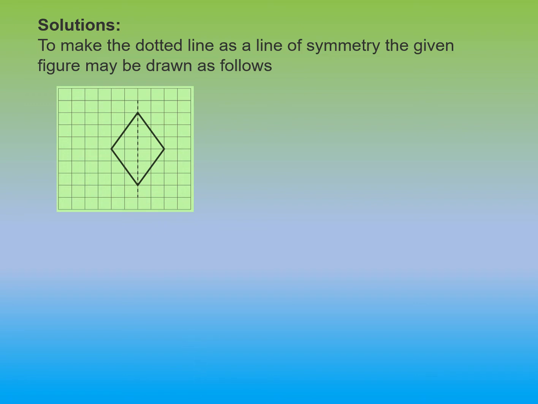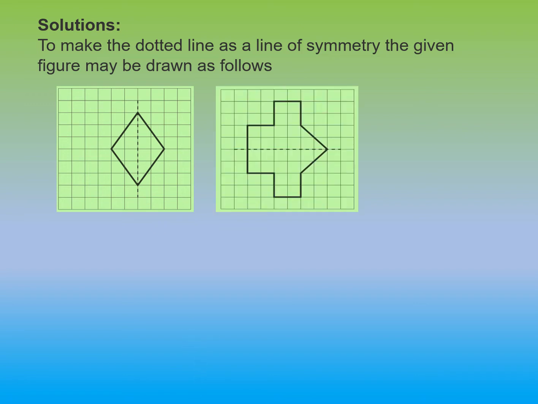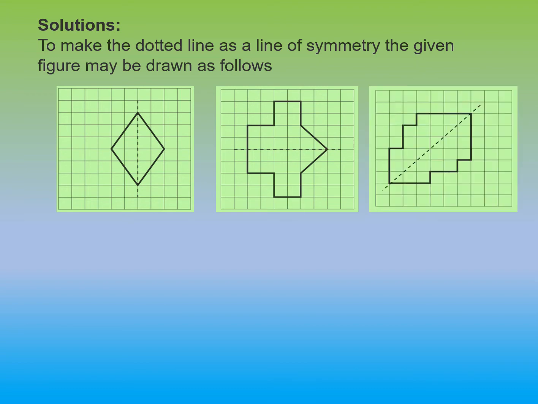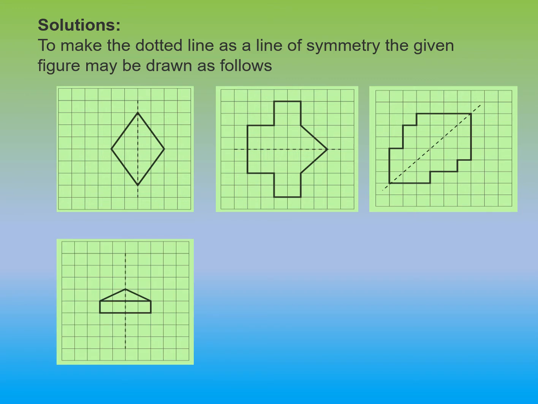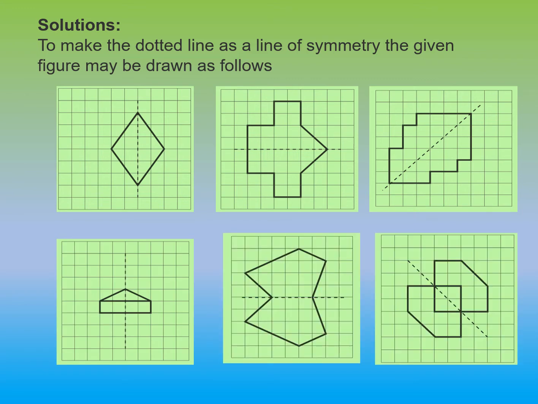In the second one, so we draw like this. Straight, down, straight, again up. Then we should join both. Next picture will look like this. So it is very easy to draw in squared paper.